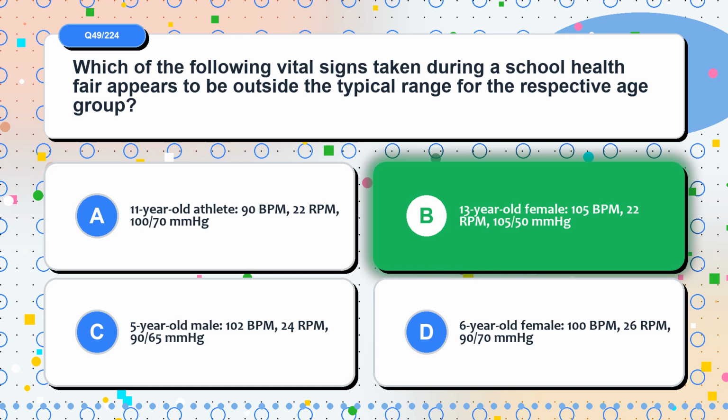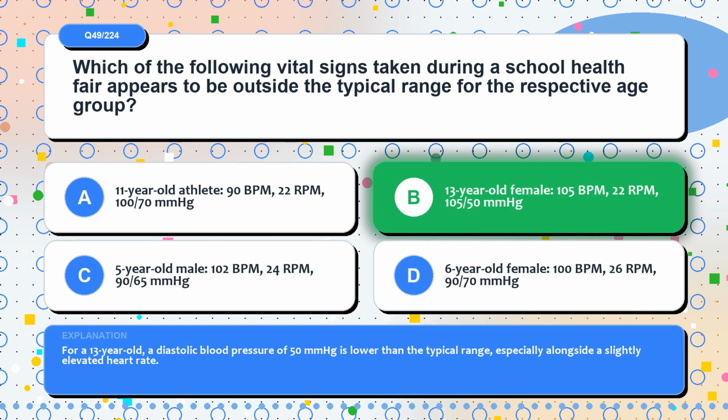The correct answer is option B, 13-year-old female, 105 bpm, 22 rpm, 105/50 mmHg. For a 13-year-old, a diastolic blood pressure of 50 mmHg is lower than the typical range, especially alongside a slightly elevated heart rate.